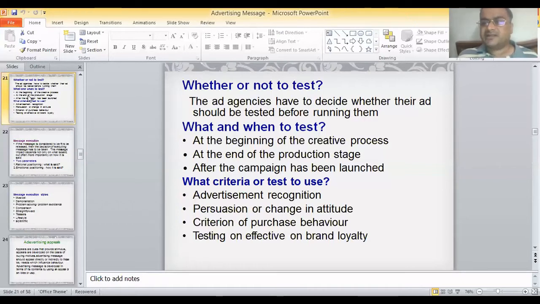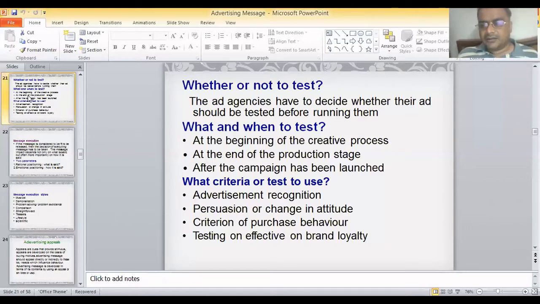There are various methods involved for pre-testing. One is the checklist method. Here, we take some dummy customers or a focus group, and we provide a checklist to them, and we ask them to rate the advertisement on various factors like attention, readability, convincing ability, selling ability, and all these things.